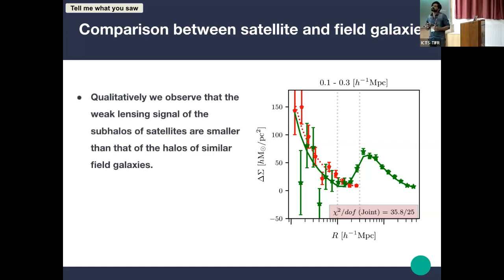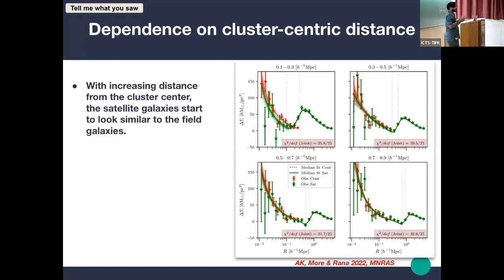Now we ask a question: if the separation of the satellite from the cluster center increases, what happens? Do we see the same kind of mass difference between these isolated galaxies and the satellite galaxies? We repeat this exercise for satellites having different separations from the cluster center, as shown in the different panels, for the satellites having separation indicated above the figure. And you see that as the separation of the satellite increases from the cluster center, the mass difference decreases and satellites start behaving like field galaxies, non-cluster galaxies.